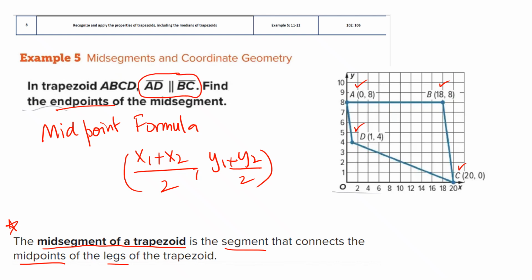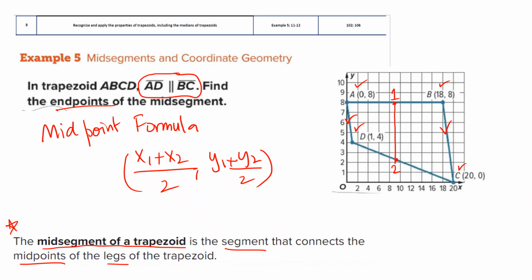So, let's see. AD and BC, this one and this one, they are parallel to each other. So remember that the mid segment would also be parallel to these two bases, and it will connect the midpoints of the legs. So this is the first leg, this is the second leg. So I have to calculate the midpoint of AB, I have to calculate the midpoint of CD, and when I join them, this segment which I get is the mid segment of the trapezoid.